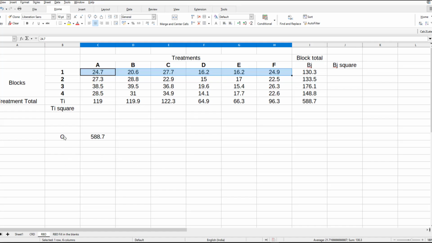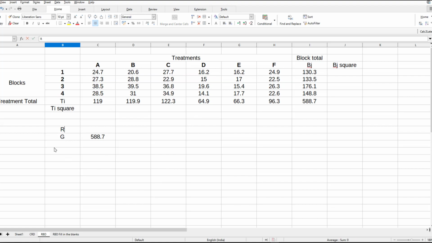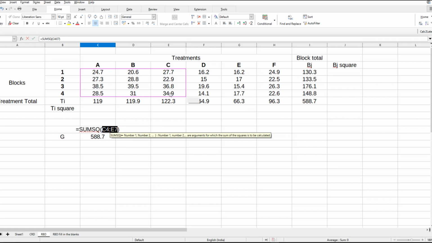So let's calculate first of all RSS. So what is RSS? RSS is the square of each and every item, and then add them. What is the function that I said? It is SUMSQ. SUMSQ, I will hit enter and then I will select the entire data, then again enter. So this is my raw sum of square.